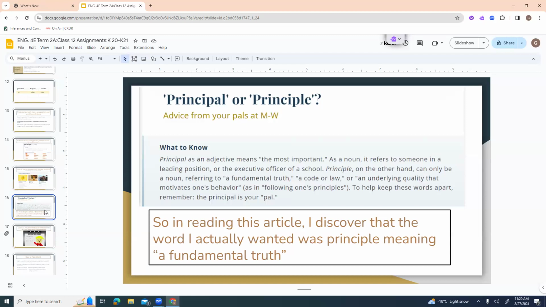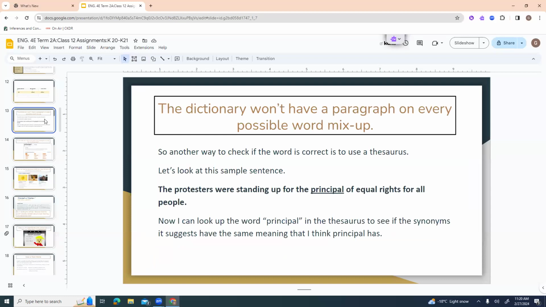The trick I learned when I was in school is the word principal. Remember, the principal is your pal. So the guy who's the boss at the school is your pal. This is the other kind of principle. Okay. So going back to my original sentence, I have not got this right. I would want the LE because I'm talking about standing up for a fundamental truth, the truth of equal rights.